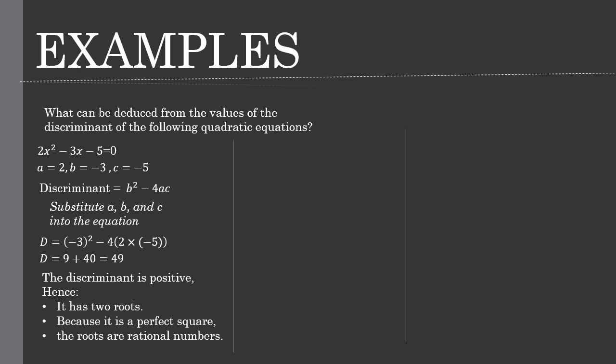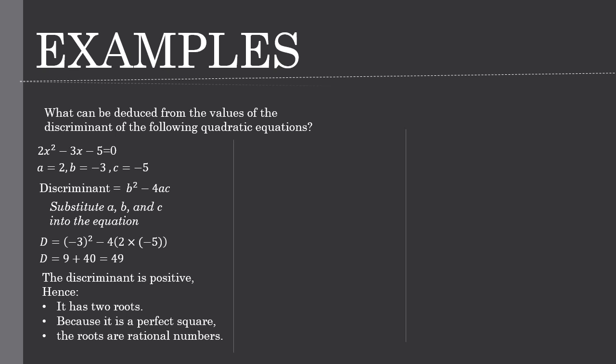So in this case, we have our a to be 2, our b to be minus 3, and our c to be minus 5. So the next step is to substitute these values into the formula of the discriminant. So we have our d here, this line. So you see minus 3 all squared, because b is minus 3. That means the whole value that b is holding, which in this case is minus 3, must be squared.